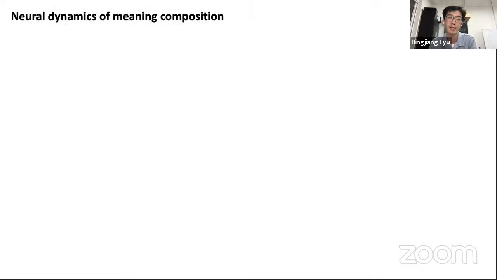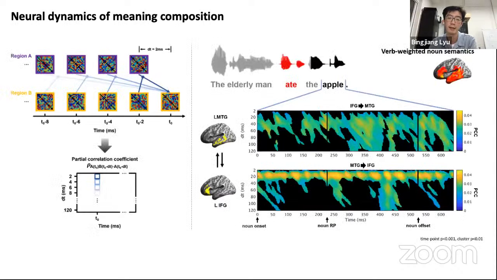These RSA results tell us when and where the information captured by the model emerges in the brain. We want to further ask how this happens. To this end, we conducted a connectivity analysis to investigate the dynamic interaction between brain regions involved in this process, based on their spatial temporal patterns. That is the LMTG and the LIFG that give effects of verb-weighted noun semantics. The logic here is quite like Granger causality.